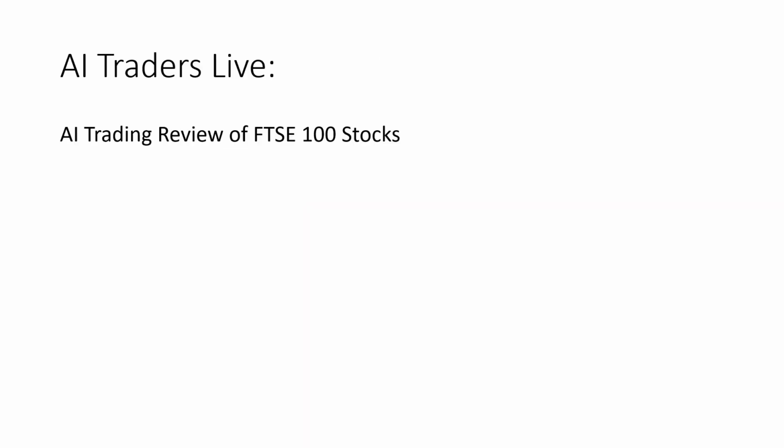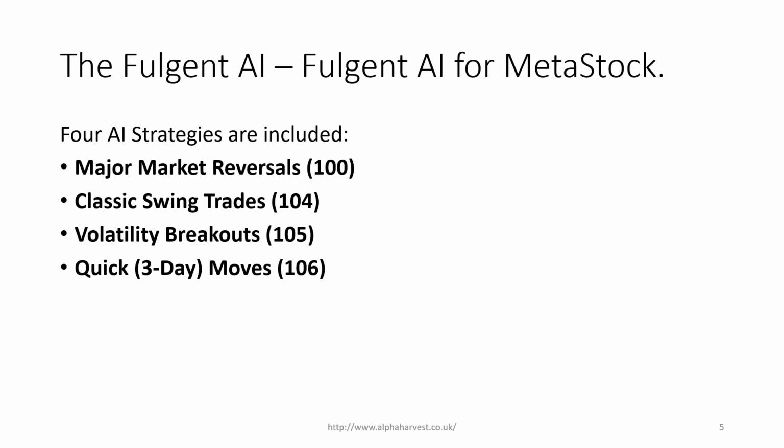FTSE100 stocks is on the agenda today. We're going to screen the FTSE100 constituents looking for the latest hot artificial intelligence generated trades. We'll use four different types of artificial intelligence trading strategies. First one is major market reversals, then classic swing trades, volatility breakouts, and quick 3-day moves. Now these cater for different trading styles.